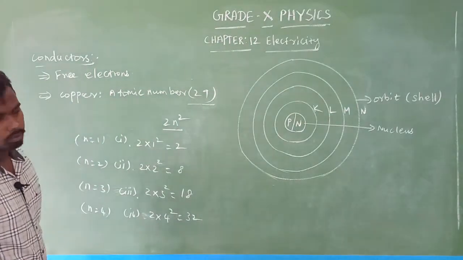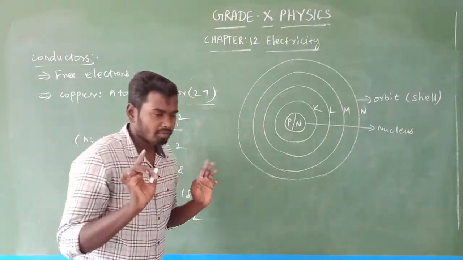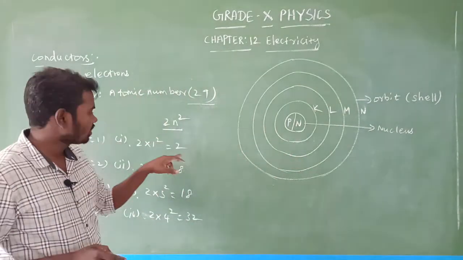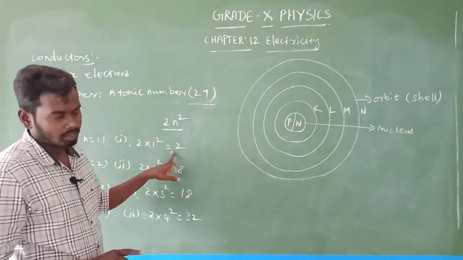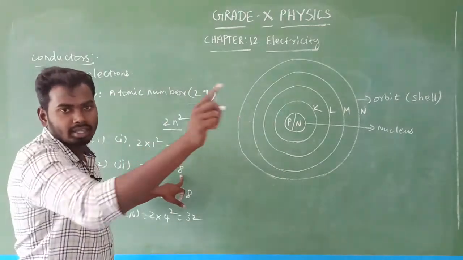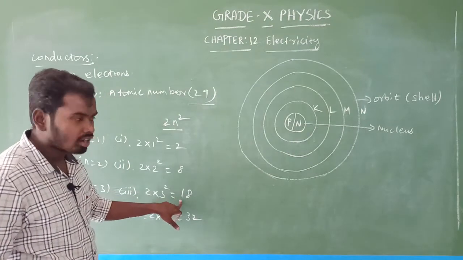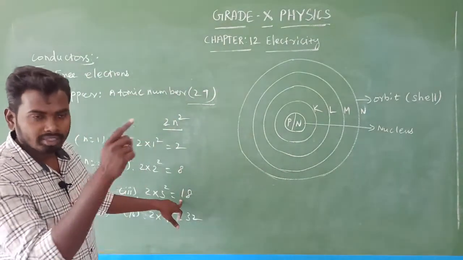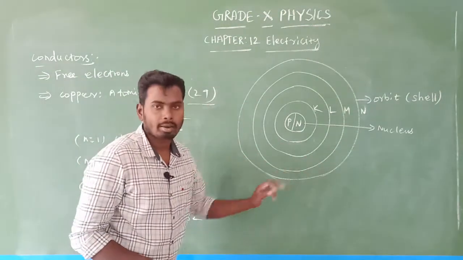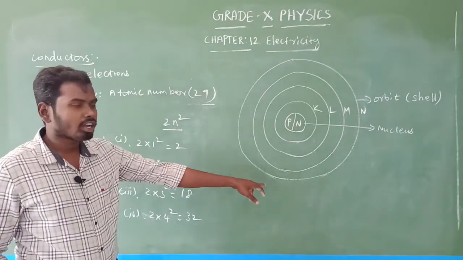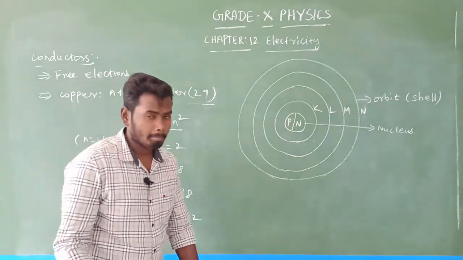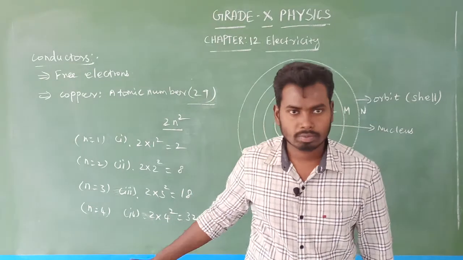Okay, so note this point, very very important. In the first cell, how many electrons should be there? In the K cell, 2 electrons should be there. In the second cell, which means the L cell, 8 electrons should be there. In the third cell, which means the M cell, 18 electrons should be there. In the fourth cell, the N cell, 32 electrons should be there. Is it clear? So this is a concept.